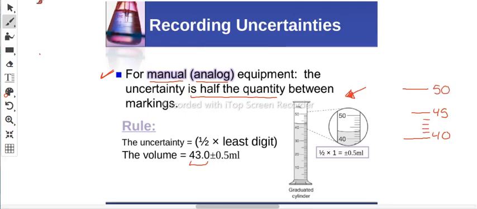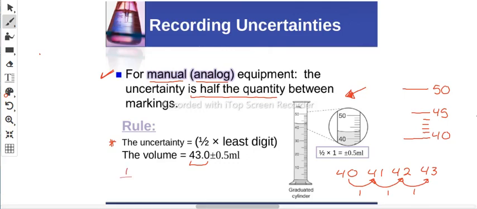If you want to read, you have a 40, a 41, a 42, a 43, etc. So the least digit possible is 1, which is the difference between one number and another. The smallest possible digit that you can read using this graduated cylinder is 1 cubic centimeter or 1 milliliter. So the rule when you want to calculate or record the uncertainty as an absolute is half the least digit.